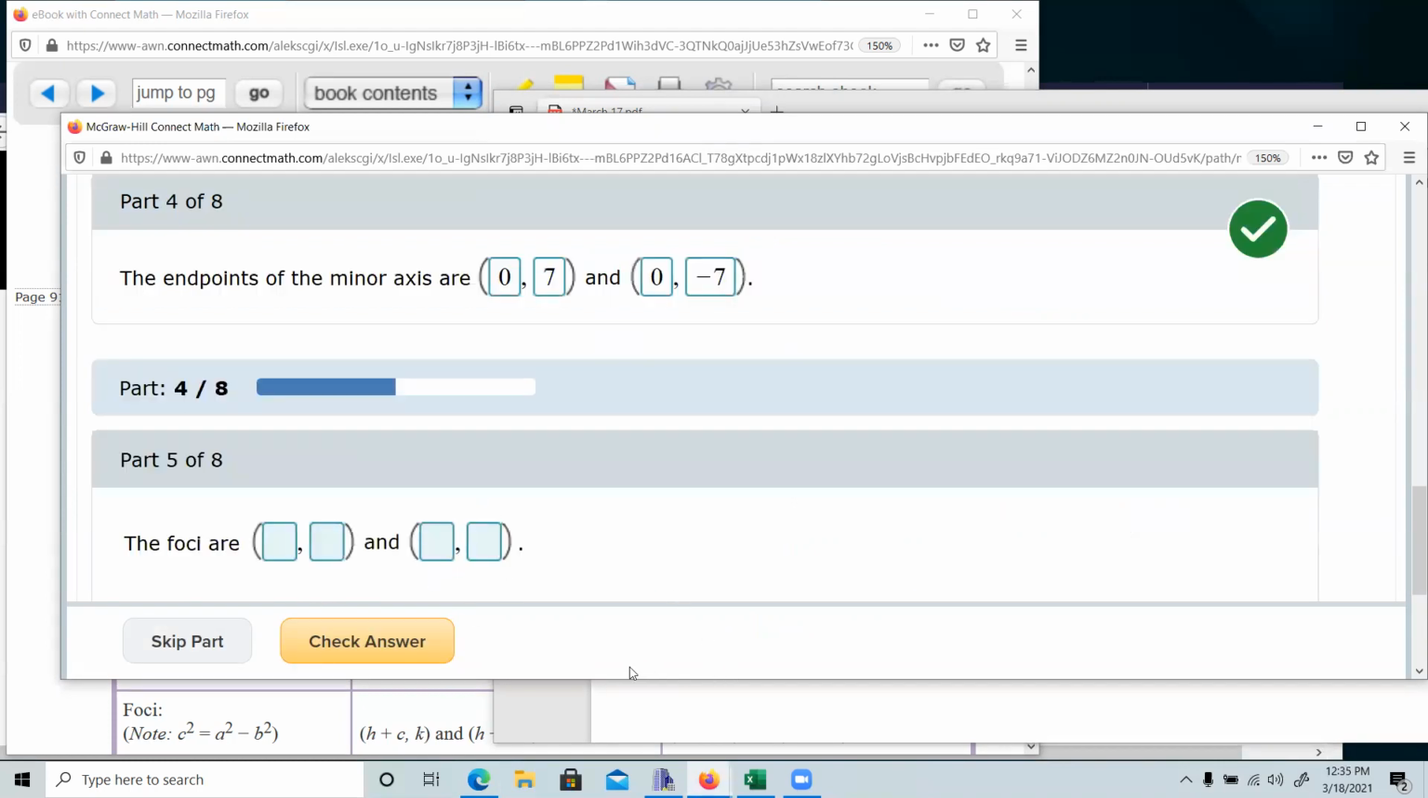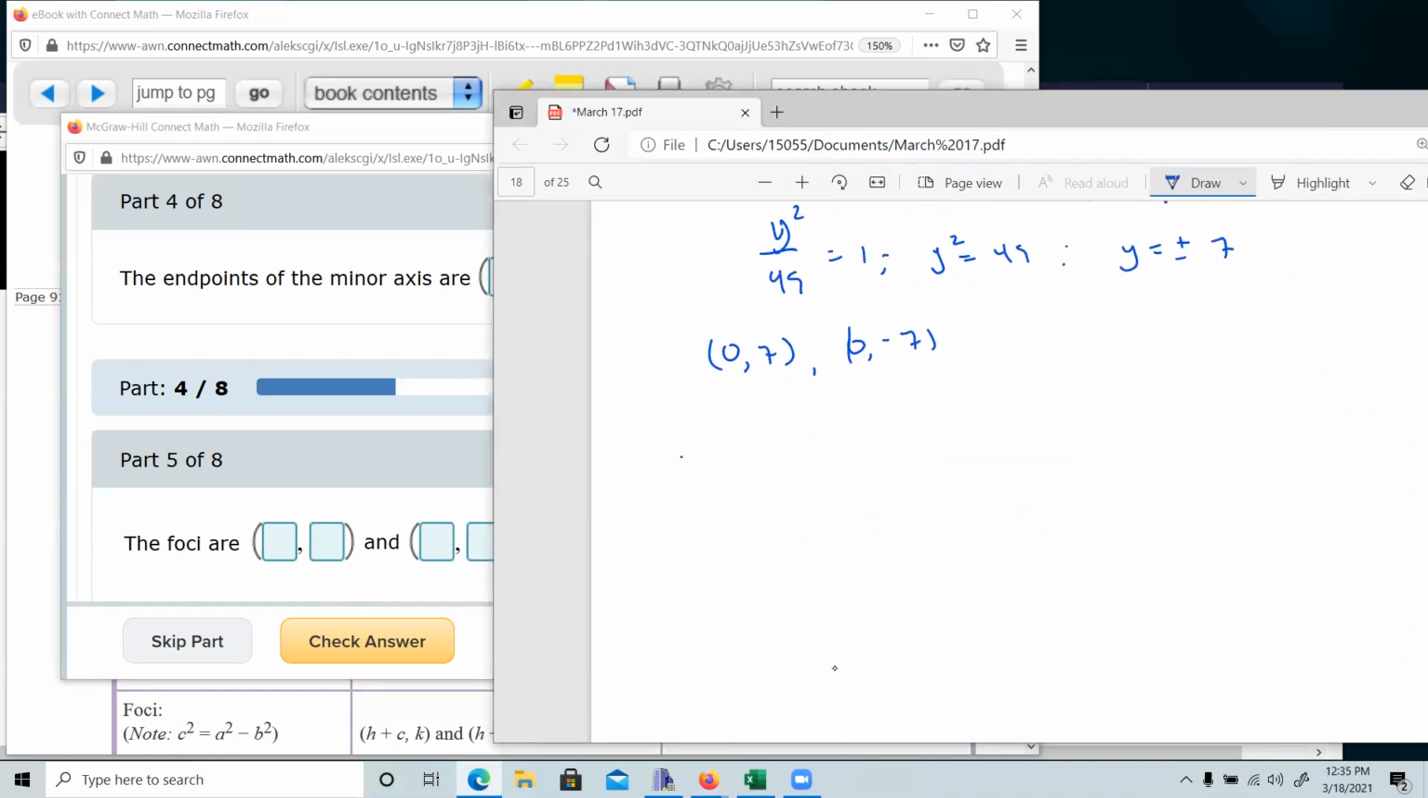And by the way, that's all you need to graph this thing. We are done as far as graphing.